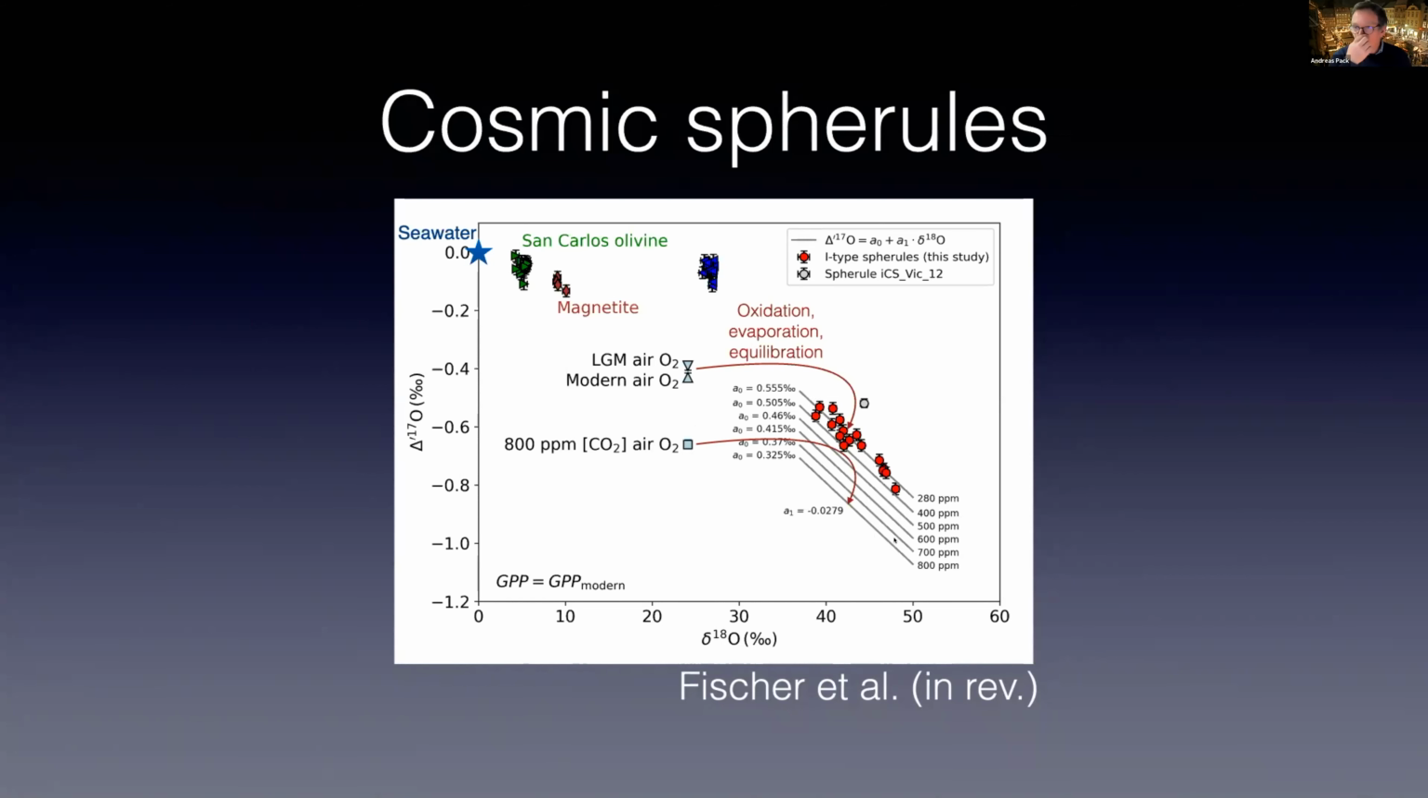So if we find cosmic spherules in the rock record and analyze them, one cosmic spherule could tell you about the Δ'17 of the atmosphere, and from this then about pCO2 and GPP at the time when they came down.